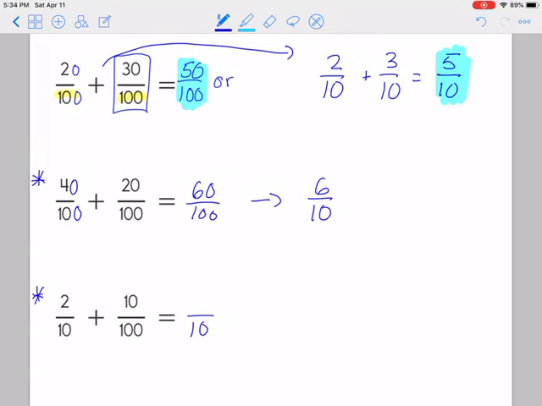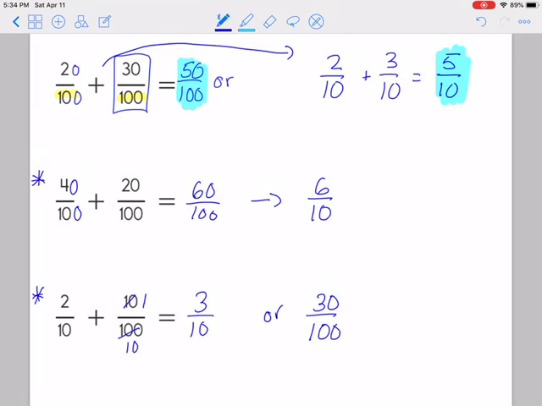Okay, I'm going to do the same thing here. If I divide hundredths by 10, this becomes 10, and this becomes a 1. 2 plus 1 is 3. 3 tenths, or 30 hundredths.